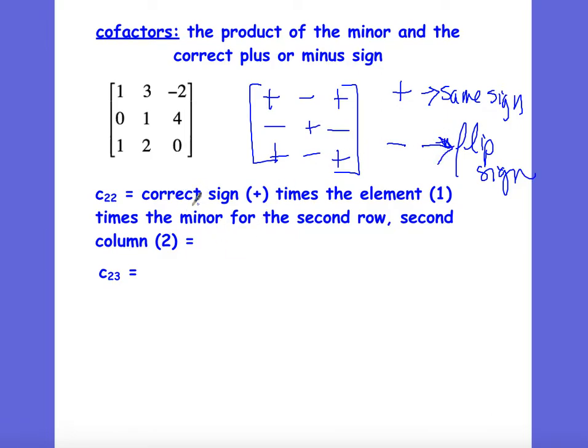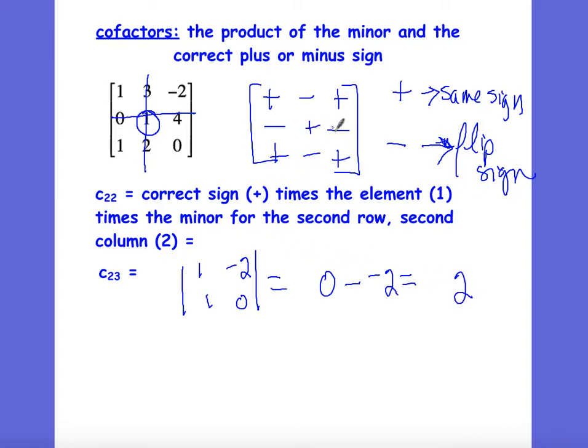So for example, for C22, we want the correct sign, plus, times the minor for the second row. In other words, here we're going to combine the last page with what I showed you on the first page. So here we want 2, 2. So here's the second row and second column. I'm going to eliminate the second row, the second column. So I'm going to write out 1, negative 2, 1, and 0. This is just what I did on the previous page. We're going to change one thing, 0 minus negative 2, and so it looks like this, equals 2.